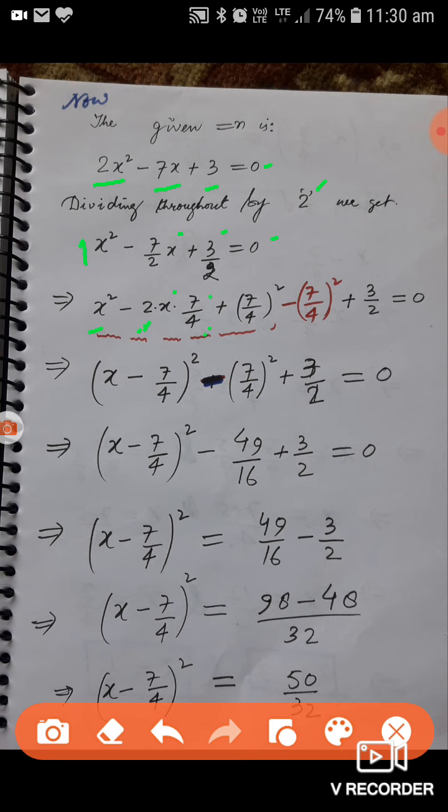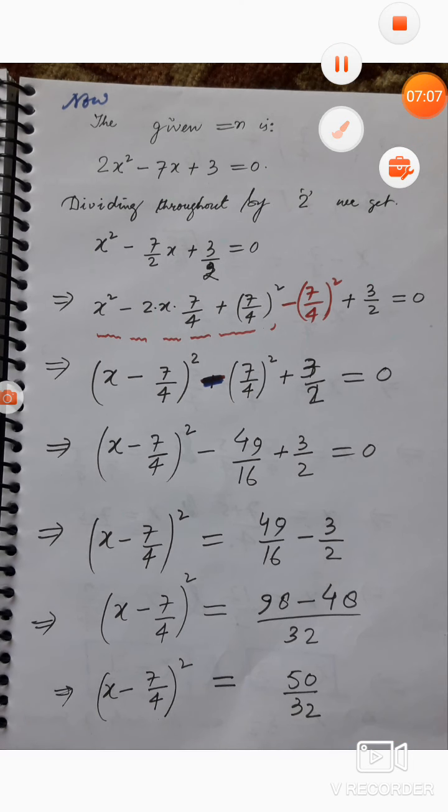In order to complete the square, you have to know that it is twice a into b. Instead of b you have 7/4, and we will write (7/4)², so we get a² − 2ab + b². We have introduced the term (7/4)². Now we will subtract it from the equation, so that the equation will remain unaltered. By subtracting the same term we have added, plus 3/2 is the constant term in the equation, equal to 0.